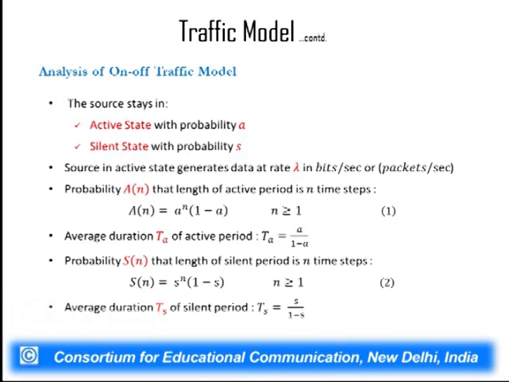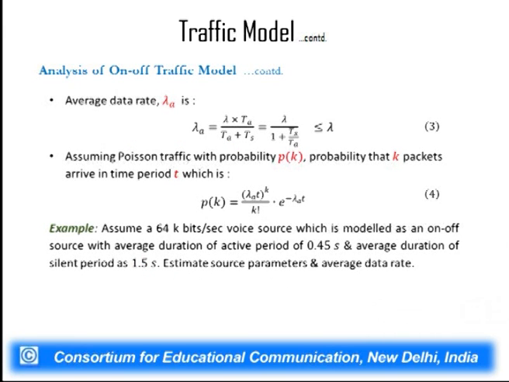Now that we have the probability, we have to find the average duration. The average duration can be found by this formula: Ta is equal to a upon 1 minus a. Similarly, as we have done this for the active period, we can do it for the sleep period. The sleep, silent, or dormant period, all these terms are synonymous. So S_n can be found in the same manner, and the associated Ts can be computed similarly, as in equation 2.